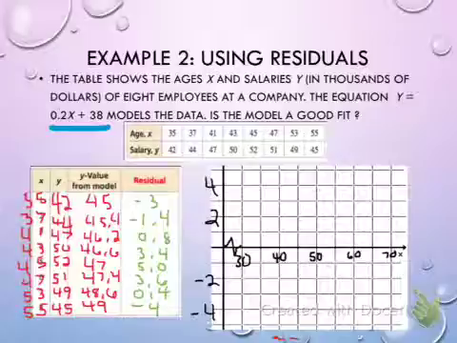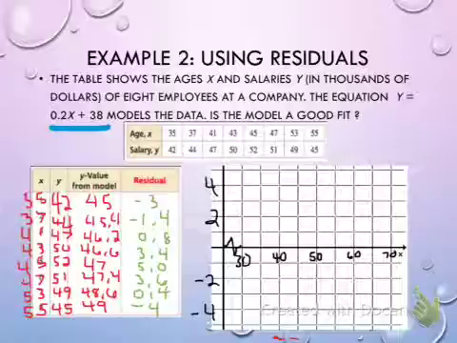I'm sorry, I've obviously put the wrong table on here, but these are the values if you can read them, and the residuals. We end up with some residuals like negative 3, negative 1.4, 0.8, 3.4, 5, 3.6, 0.4, negative 4, and we're going to go ahead and graph those. Remember, we're graphing the x and the residual. So we've got 35, negative 3, 37, negative 1.4, 41 and 0.8.